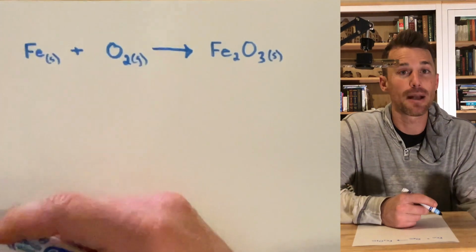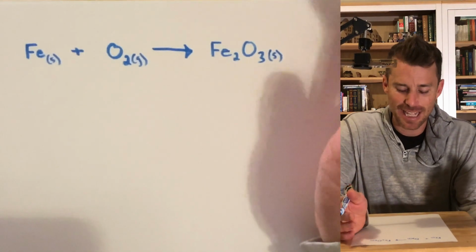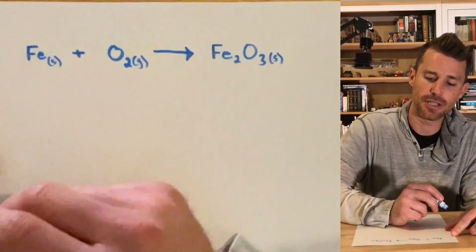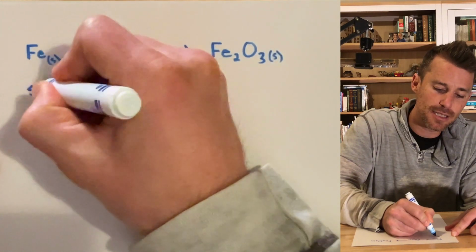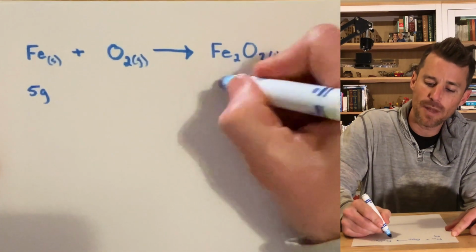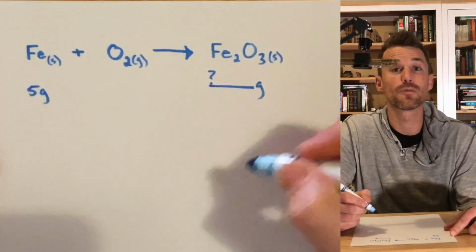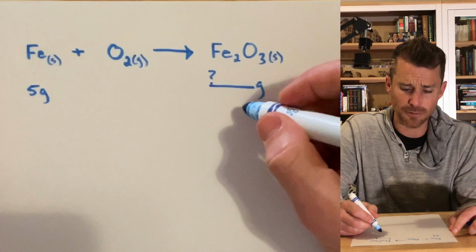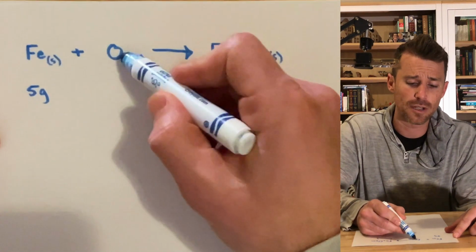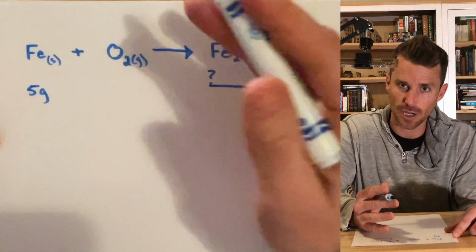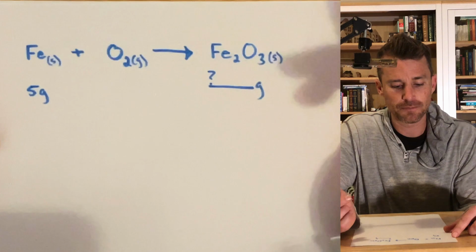So step one: what if you had no idea what you're doing and I said to you, hey, if you have 5 grams of this, how many grams of this would that make? We'll just assume you have tons of extra, we'll call this the excess. You've got tons of extra oxygen. There's no shortage of that. So what would I do here?